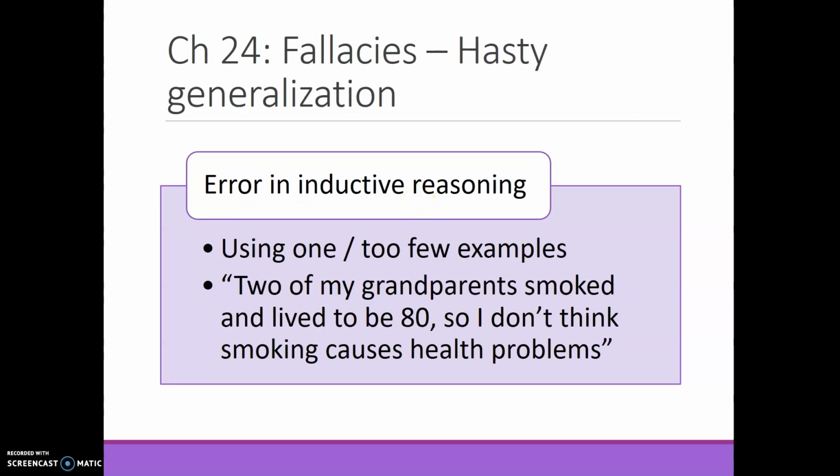Then there's hasty generalization, which is an error in inductive reasoning, using 1 or 2 few examples. So 2 of my grandparents smoked and lived to be 80, so I don't think smoking causes health problems.